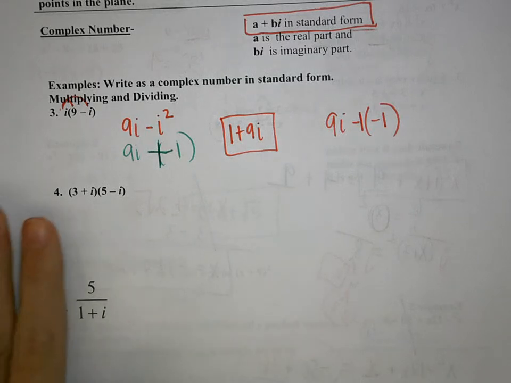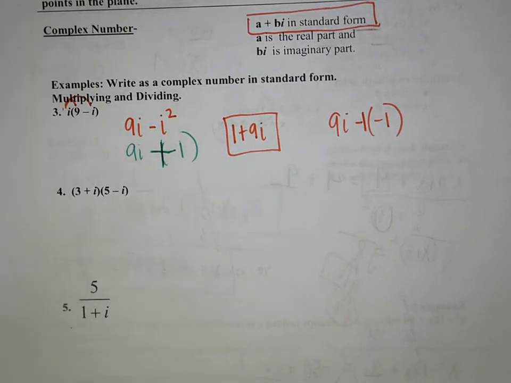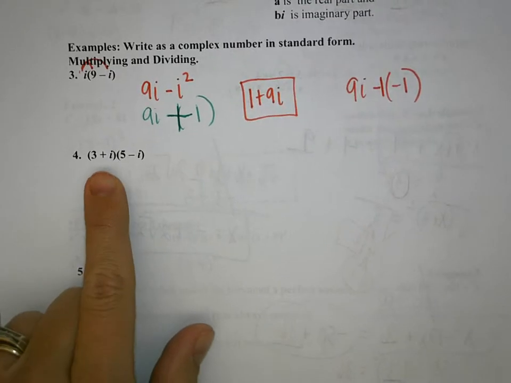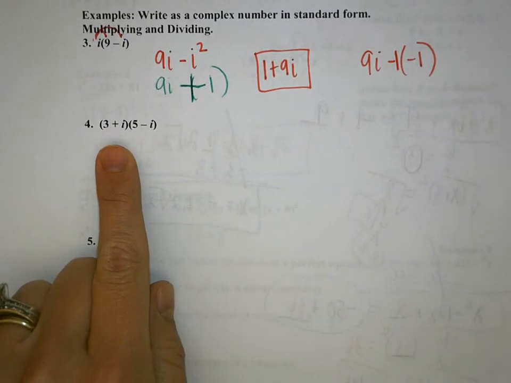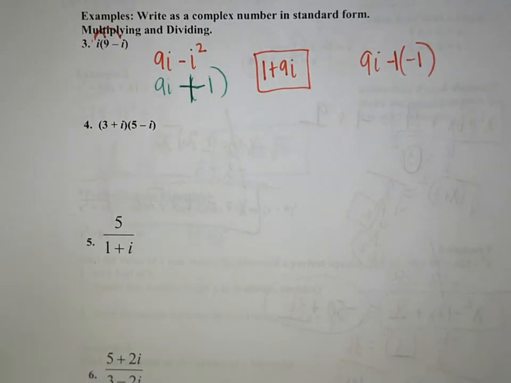Okay. Example 4, which really should be different numbers, but that's okay. So 3 plus i times 5 minus i. What would be the easiest way to do this? Box. Yeah, probably use your box. You can use FOIL if you want to.